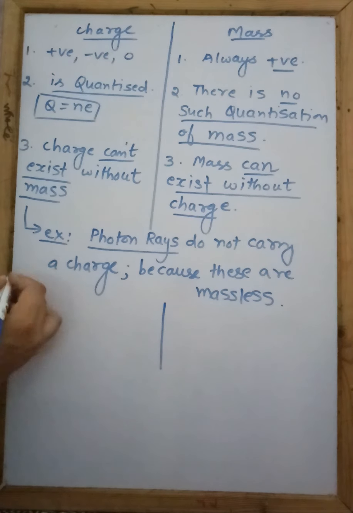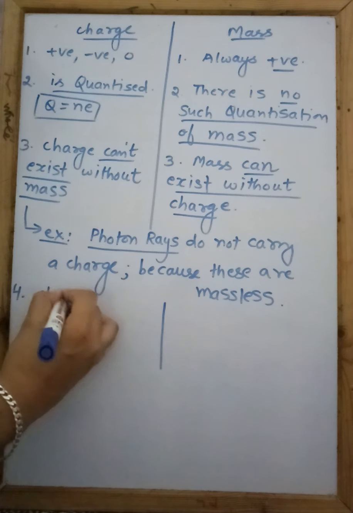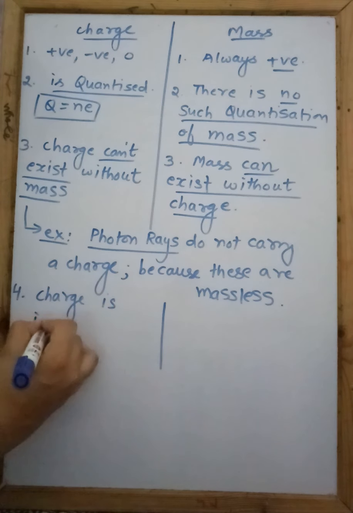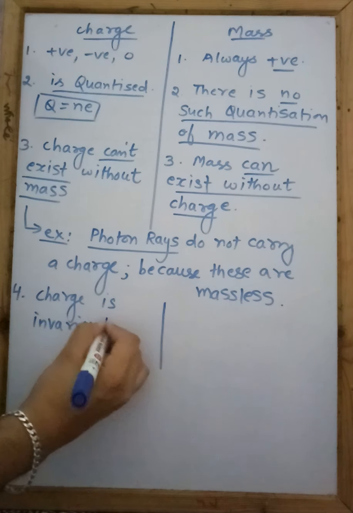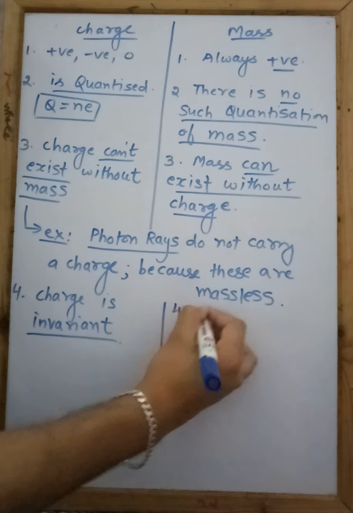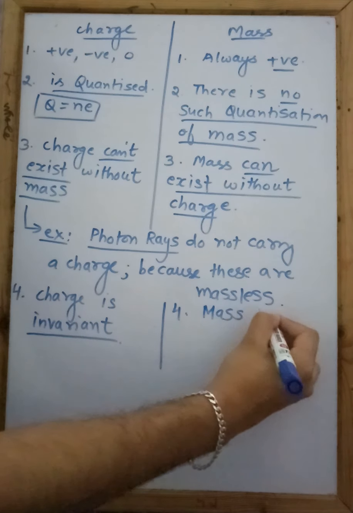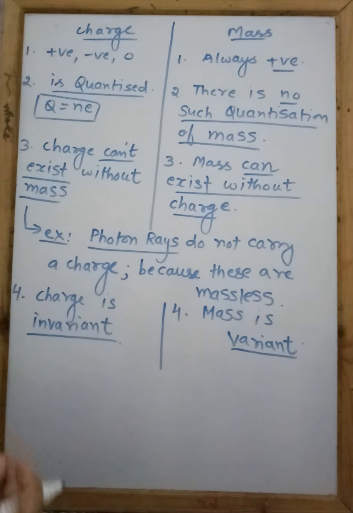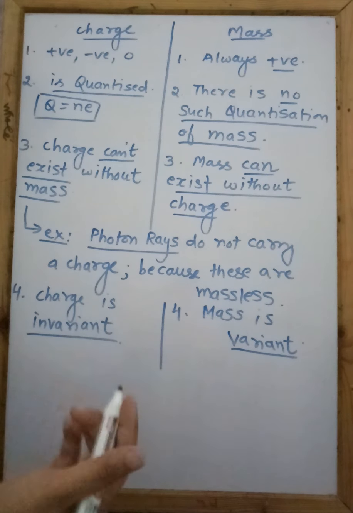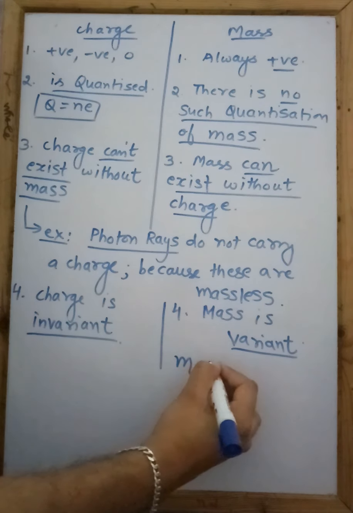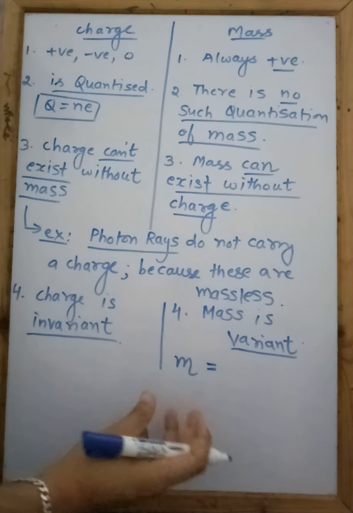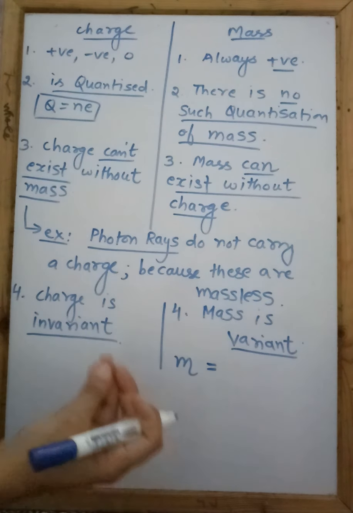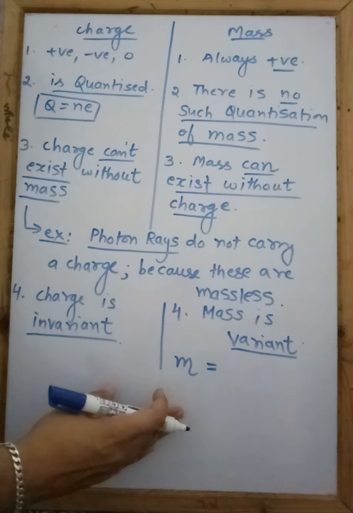Then we have one again very important point of difference, which is that charge is invariant. I will just explain what this word means. Charge is invariant, whereas if I talk about mass, then you must remember that mass is variant. Children, there is one relation which we do not derive right now, but there is a relation in theory of relativity, and that relation goes like this. This is called the mass relativistic formula. Whenever an object starts to move, it becomes heavier. There is a relationship in physics which we do in higher physics.